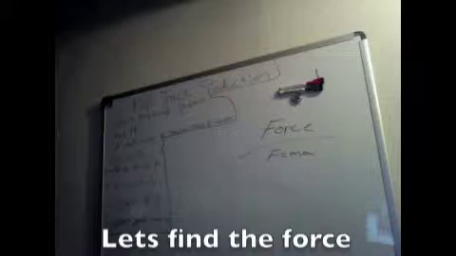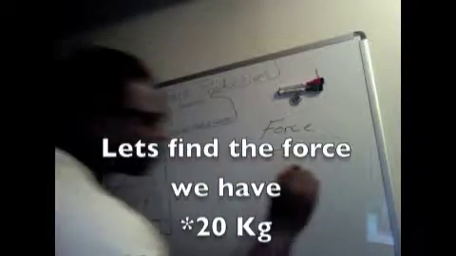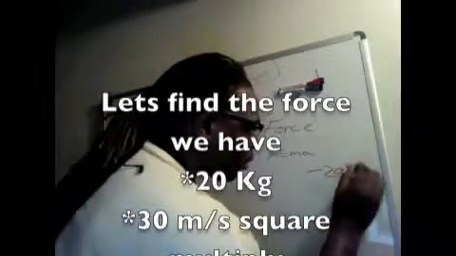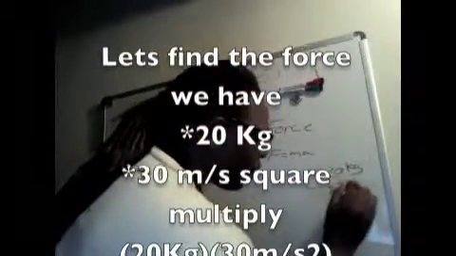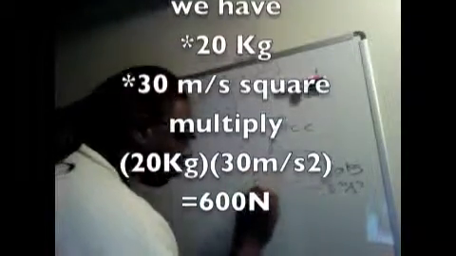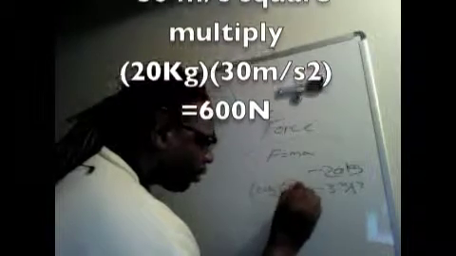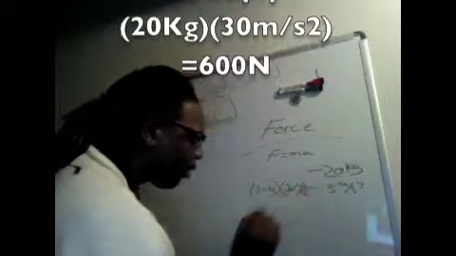Now, this equation is a little different. We're looking for the force. Let's say we have 20 kilograms and 30 meters per second squared. What we do, we multiply 20 kilograms by 30 meters per second squared, and we get the force of 600 newtons.